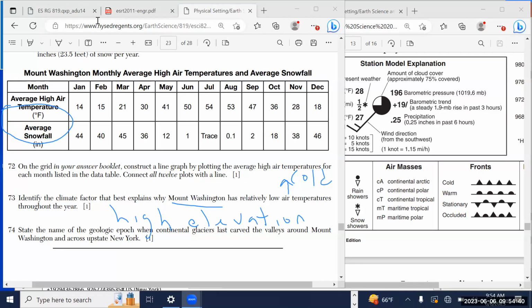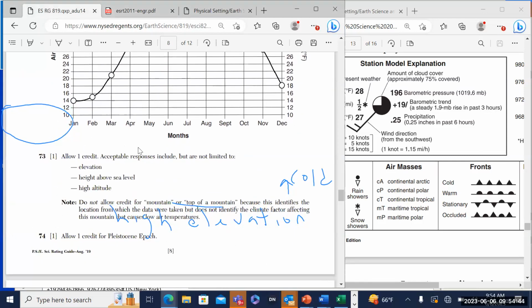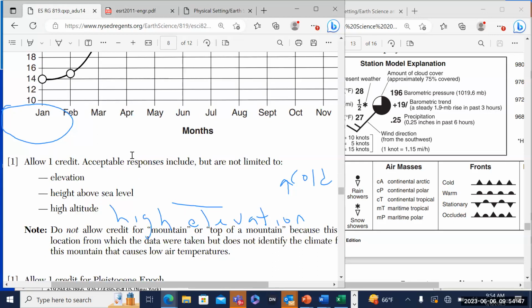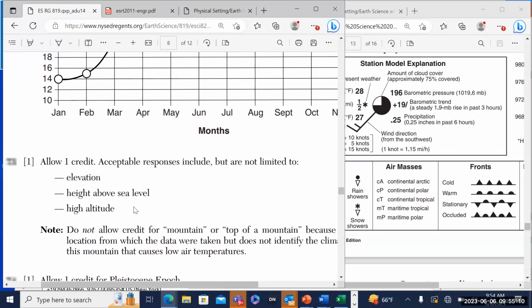I'm going to show you the answer key. If you wrote that, oh, because it's a mountain, you would not get credit for that. If you wrote that, oh, it's on top of a mountain, you would not get credit for that. The special thing about a mountain is that the climate factor is elevation, altitude, or the height. That affects whether or not you're going to be in a location that is very cold. So that's something you have to keep in mind.